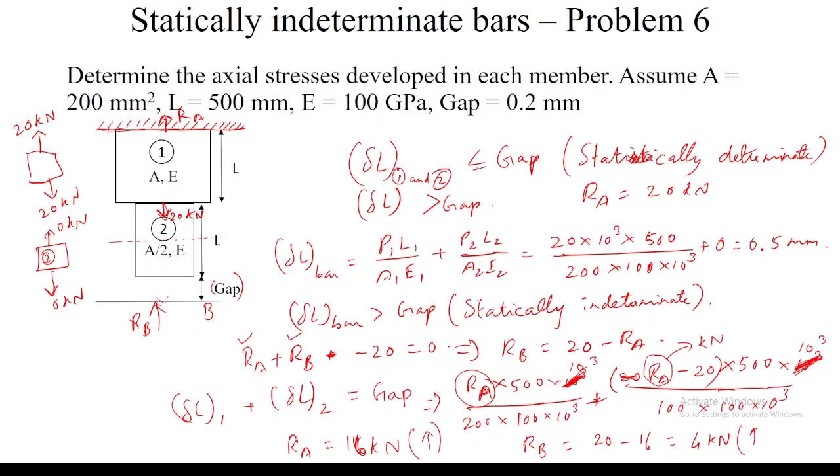Upward direction. Yes. So RB is equal to 4 kilonewton and RA is equal to 16 kilonewton. Okay. So this is the general methodology to actually solve a statically indeterminate structure.